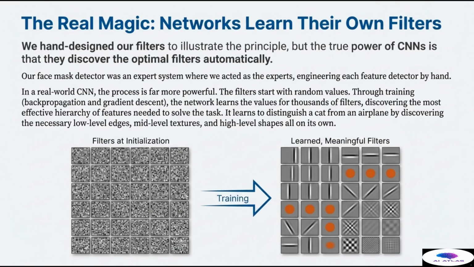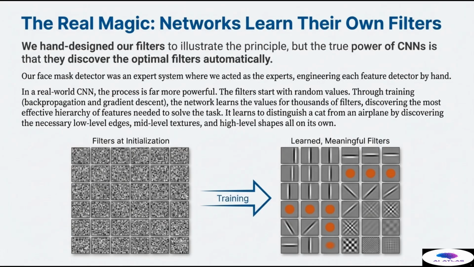Up to this point, we have hand-designed all of our filters: the yellow detector, the edge detectors, and the T, Q, L, R, E, N, M filters. This was done purely to illustrate the core principles. However, the true, revolutionary power of CNNs lies in the fact that they discover the optimal filters automatically. Our face mask detector, in reality, was an expert system where we acted as the engineers.